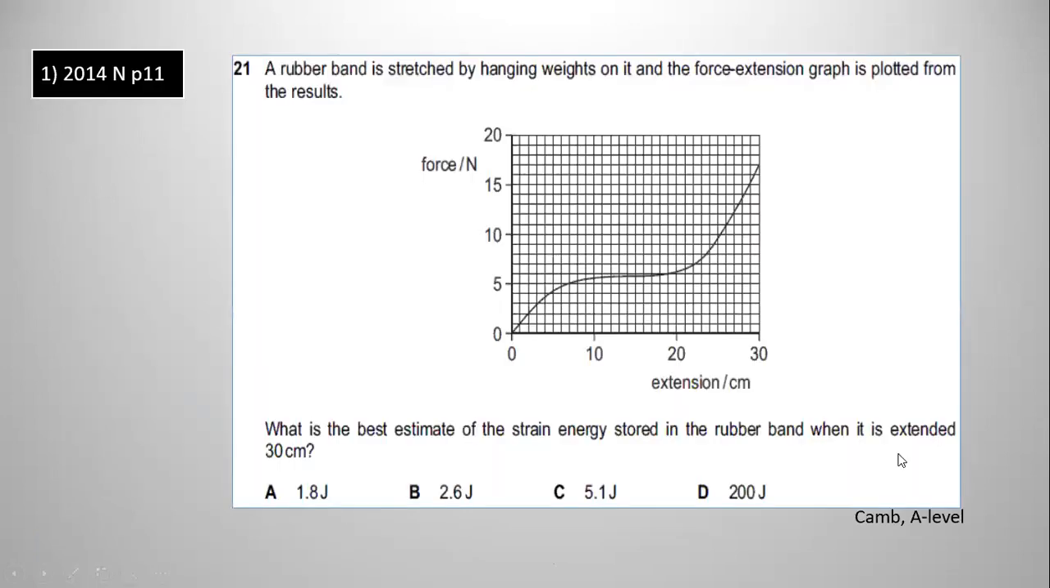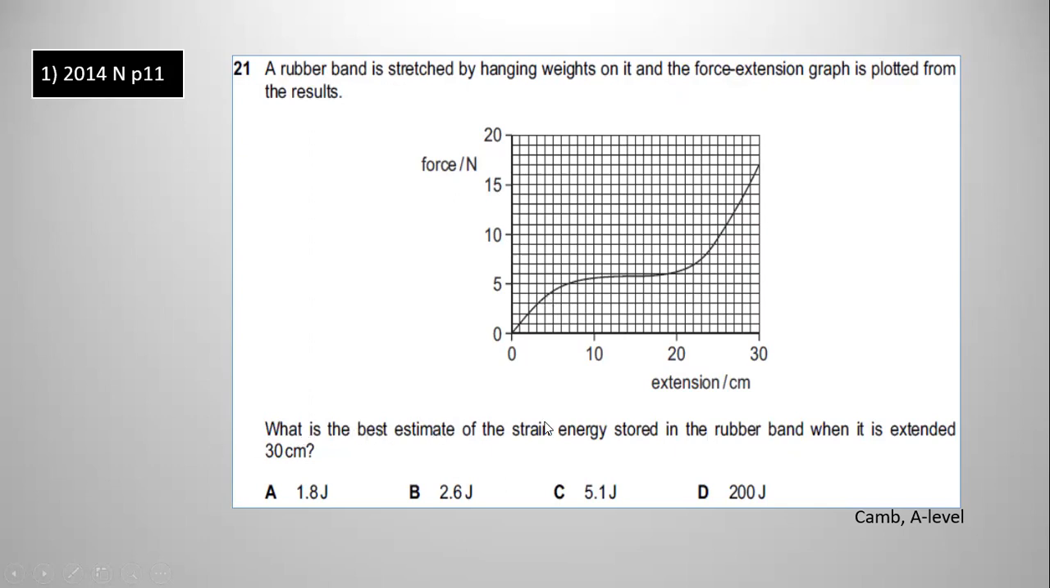Solving problem. This is from 2014, November, paper 11. Each year, or each semester of 6 months, we have 3 papers for the exam for different regions of the world. This is Cambridge A-level. A rubber band is stretched by hanging weights on it, and the force graph is plotted for the result.